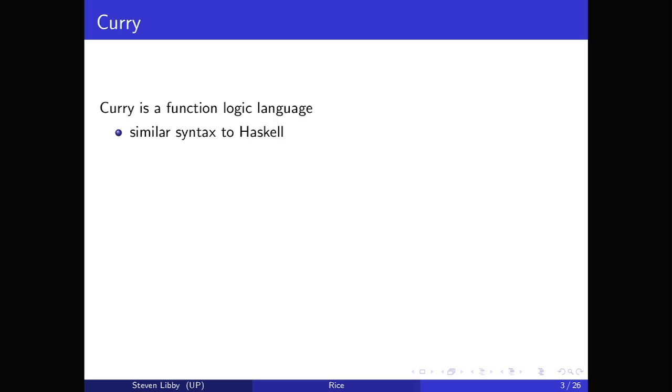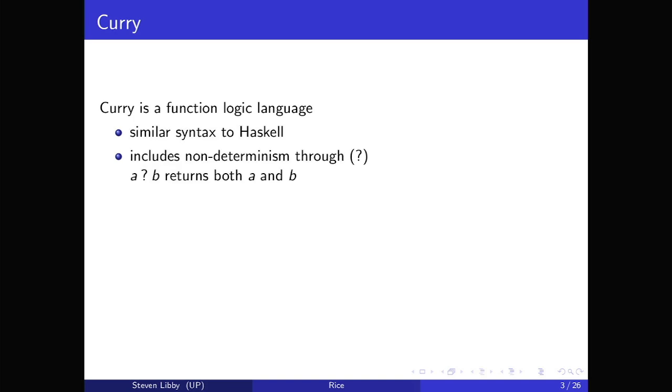So first, what is curry? I'm going to give a very, very high-level overview. If you're not familiar with Haskell or Prolog or curry or any of this, I'm sorry, but I don't have time to go very deeply into what everything does. So curry is a functional logic language, and it's trying to combine the best elements of functional programming and logic programming. Syntactically, it's very similar to Haskell. In fact, syntactically, it's almost identical to Haskell. And semantically, it feels similar to Haskell, but there are a couple of really major additions.